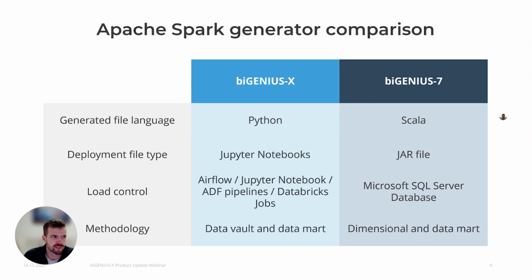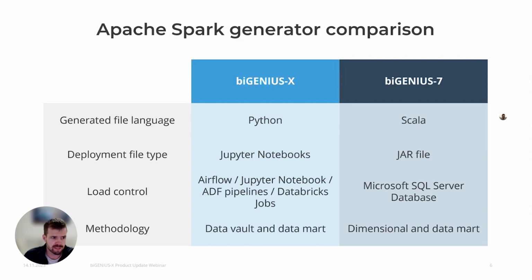While on biGENIUS-7 we generated Scala code, we are now generating Python code because we found it easier to get started with the Python code, and also we do not have to handle this much with the dependency stuff that was the case with Scala.